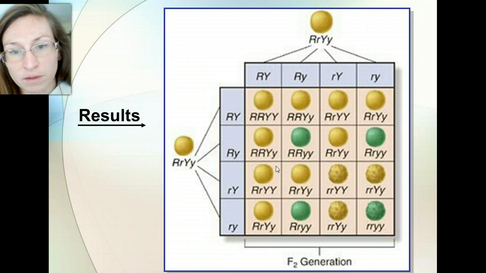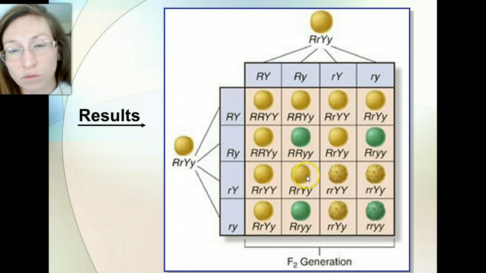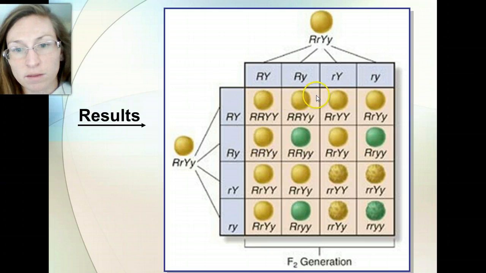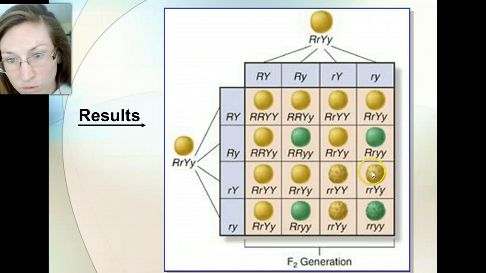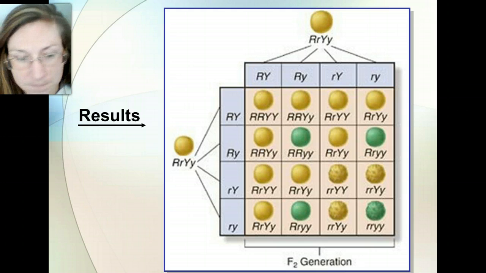If you were to count these all up, what you'll notice in a dihybrid cross with parents that are dihybrid for both genes, you usually get a 9:3:3:1 ratio. So I have 1, 2, 3, 4, 5, 6, 7, 8, 9 that are round and yellow. 1, 2, 3 that are round and green. 1, 2, 3 that are wrinkled and yellow, and only 1, which is both recessive types, that is wrinkled and green.